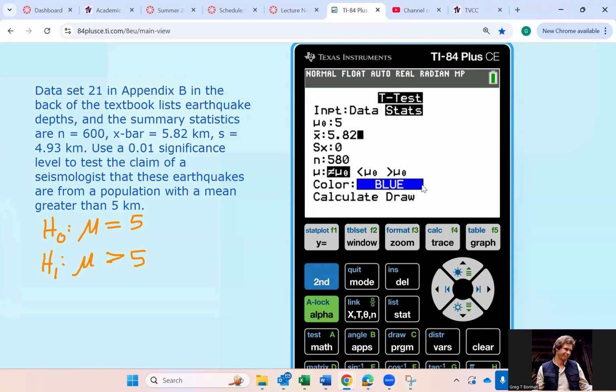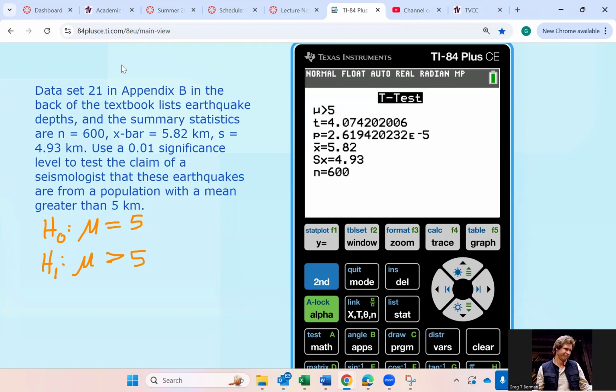Maybe based on the sample, we have enough evidence to suggest that the mean of these earthquakes is actually more than 5 kilometers deep. Sample standard deviation, we are told, is 4.93. And the sample size is 600. And we want to go greater than, because again, for this, you look at your H1. H1 has the greater than sign. We're going to go down to calculate, and we get all of our results.